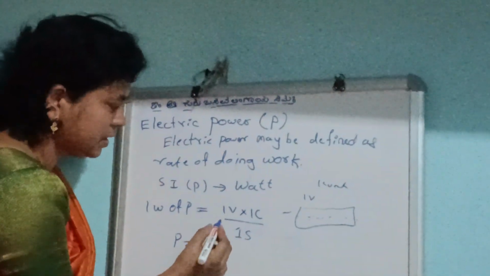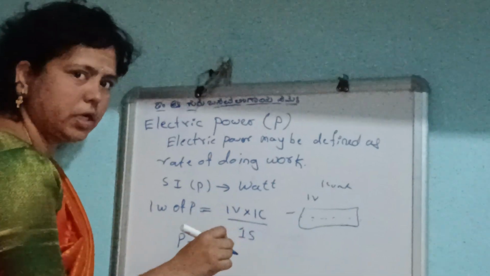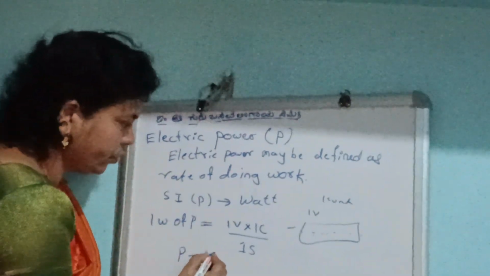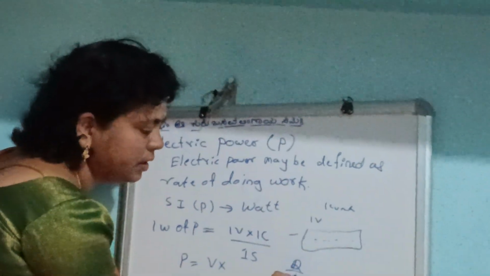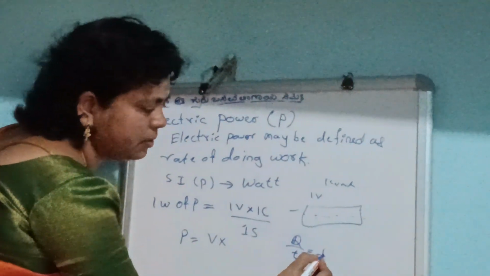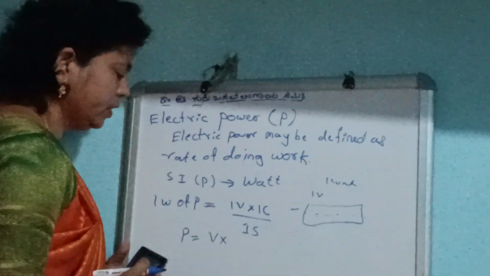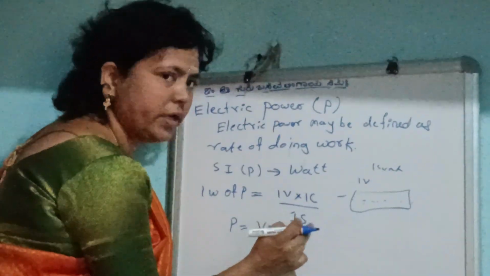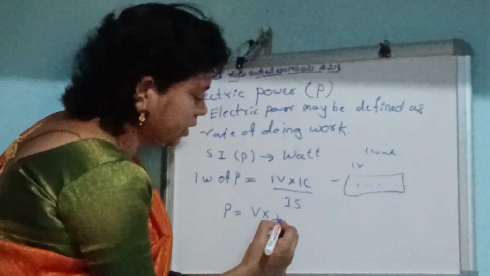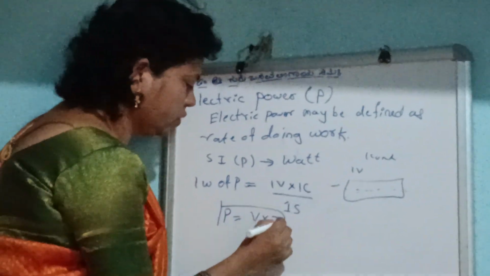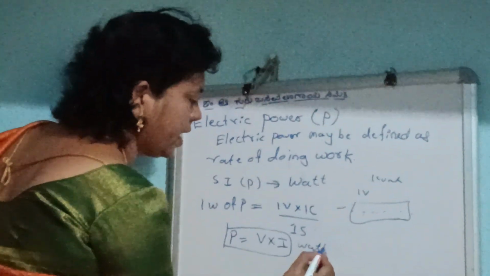V as it is, times 1 coulomb divided by 1 second, that is Q divided by T. Okay, that is represented by I. I is equal to Q divided by T. So V as it is, and Q divided by T we got I. Okay, P is equal to V into I, and the SI unit is watt.